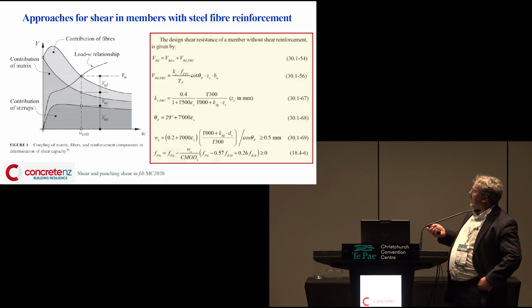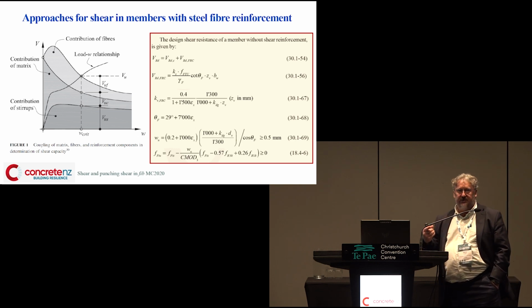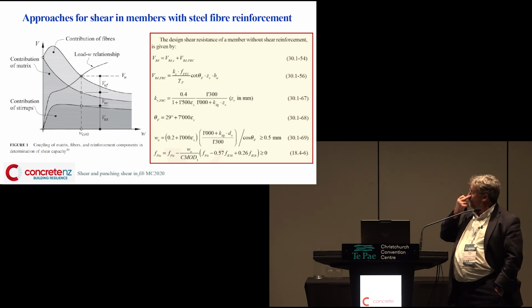So these are the equations for a member without shear reinforcement. Again, it's nice and simple. It's the same equation for the concrete component. We add in a steel fibres component, and this is given by here. You'll see we've got a strain factor here. It's the same strain factor. It's consistent. The same angle for θ is consistent, and then we've got a crack width. And if you go back to the very early things of modified compression field theory, they have that crack width equation in there. It's a nice simple equation.